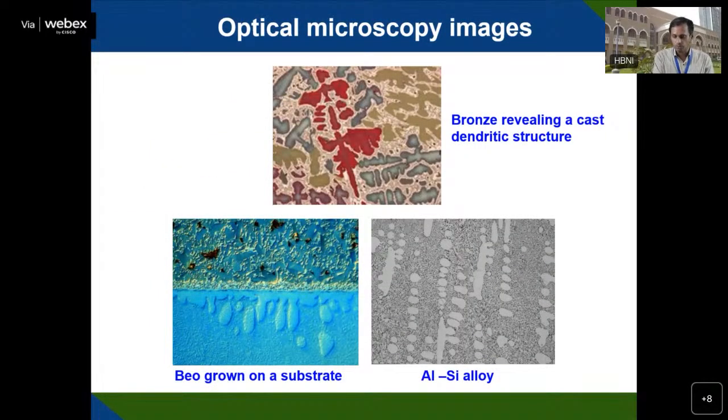You can see here a bronze revealing cast dendritic structure, which is a bronze material, where you can see the dendritic structure of that bronze cast. Those things are revealed by optical finishing of that bronze metal. In the optical microscope, you can see how algae or fungi grow on a particular substrate. On that substrate, you can see how the algae are grown. Similarly, in an aluminum silicon alloy, in the alloy system, you are able to see different phases in this type of optical microscope.